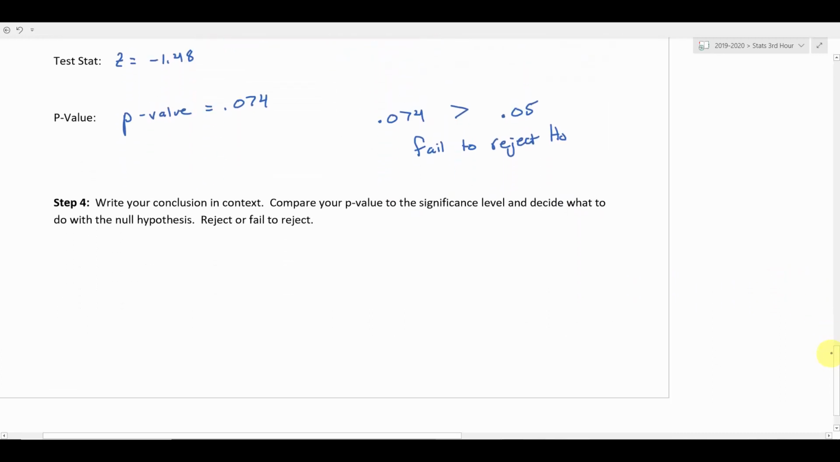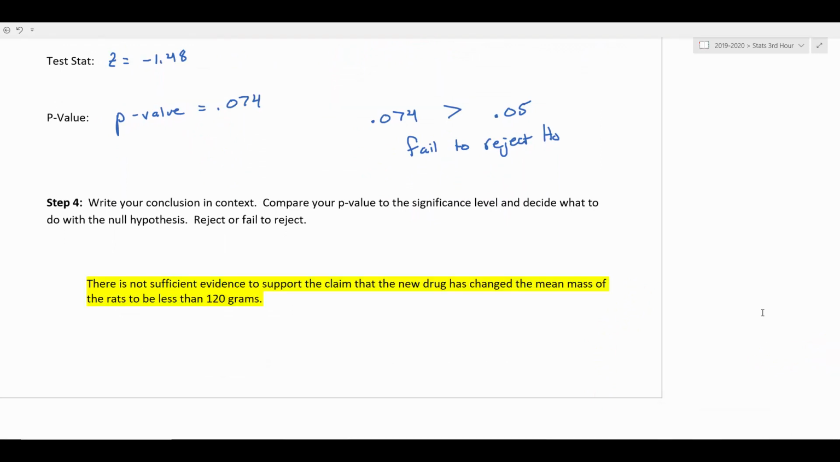And then I'm going to go write my conclusion in context. What does that mean in English? Okay, so get that typed up for you. All right, and there it is. There is not, right? So notice the difference in the wording here. There is not sufficient evidence to support the claim that the new drug has changed the mean mass of the rats to be less than 120 grams. There are different ways to word that. So this is not the only way that you can word that. This is just how I would have worded it.